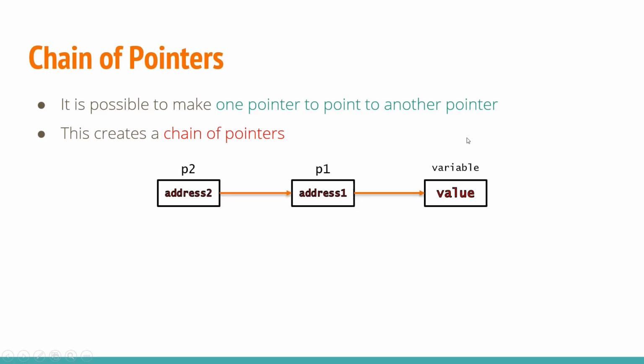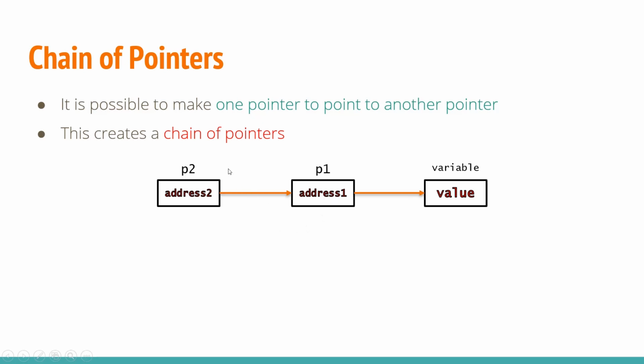What do you mean by this? This is shown over here. Note that in this memory diagram, P2 and P1 are pointers themselves and the variable has the value in this block. P1 points to the address of the variable value, and P2 is again a pointer variable which points to the address of P1.